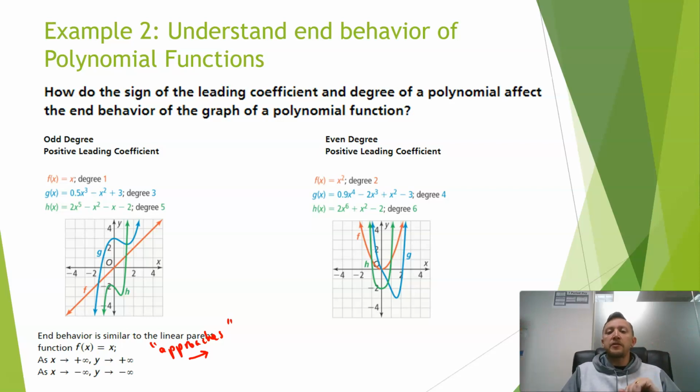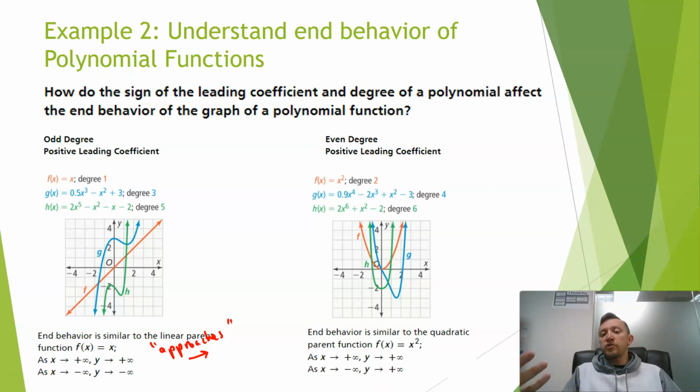Okay, so here's how we're going to describe this. Again, same thing is true. That arrow means the word approaches, and as x approaches positive infinity, that's referring to the right side of the graph. As x approaches negative infinity, that's referring to the left side of the graph. And so for all of these graphs, as x approached infinity, y also approached infinity. And as x approached negative infinity, y approached positive infinity. Okay, so both sides of the graph went up.